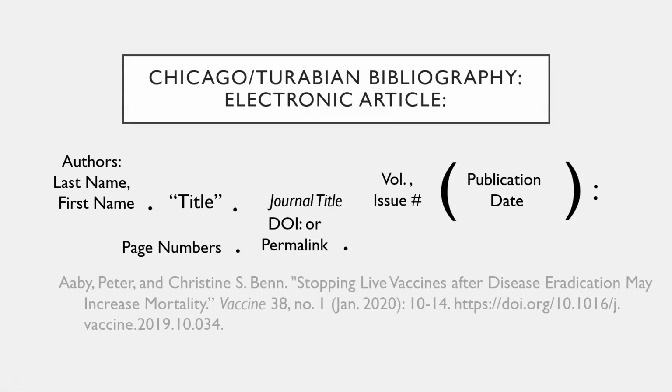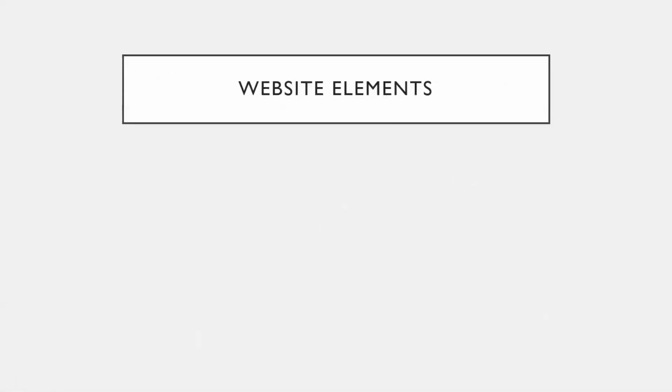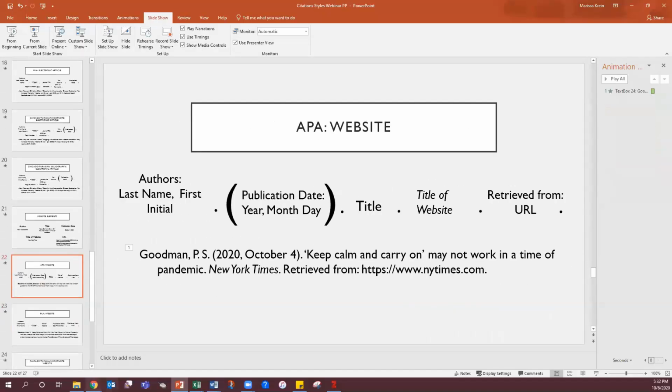All right, so we went over those. So now we're going to talk about a website, and we're specifically talking about newspapers. There are other websites they can use, but we want to focus on using authoritative and reliable sources. So we're going to talk about using a newspaper, specifically the New York Times.